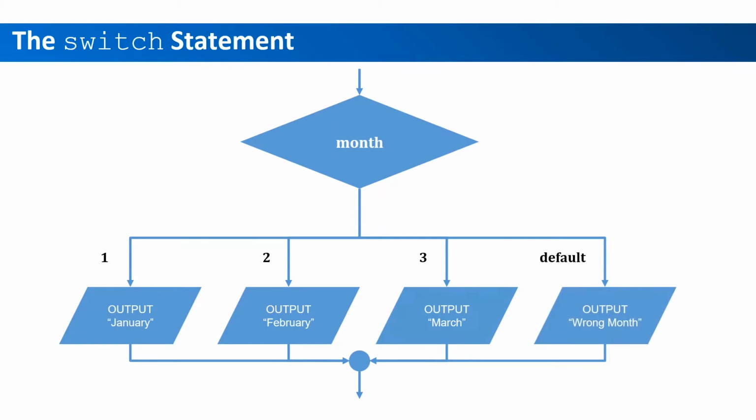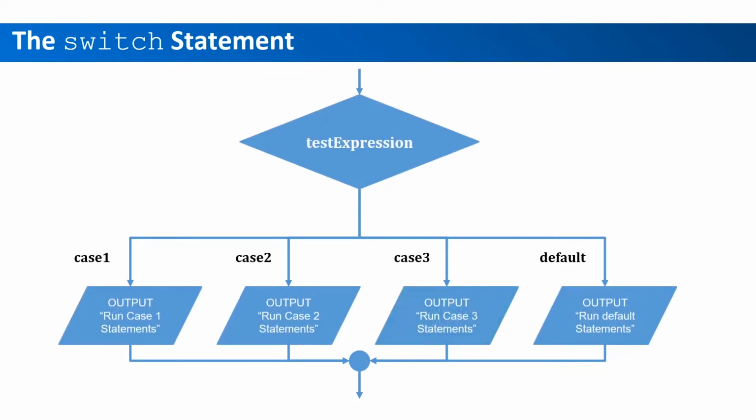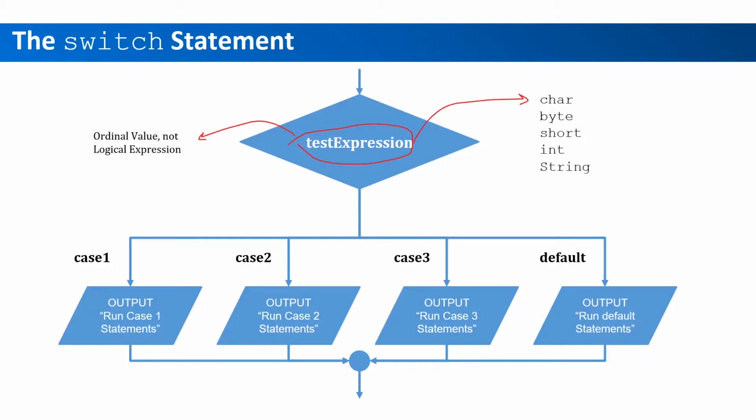If a match is found, let's say 3 in this case, then the program will flow through the branch of the case 3. So in general, the month variable can be replaced by any expression that evaluates to a value. The branches could include any possible cases. Notice that in the switch statement, the expression is an ordinal value, not a logical expression, and it can only be a char, byte, short, int, or a string.